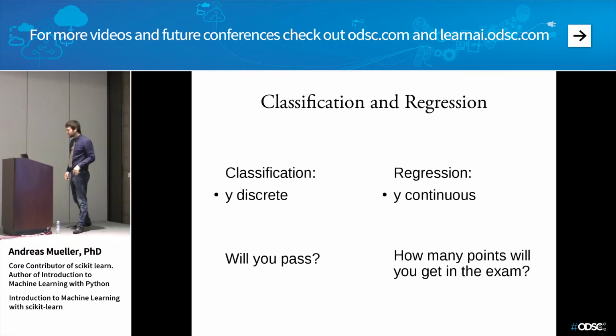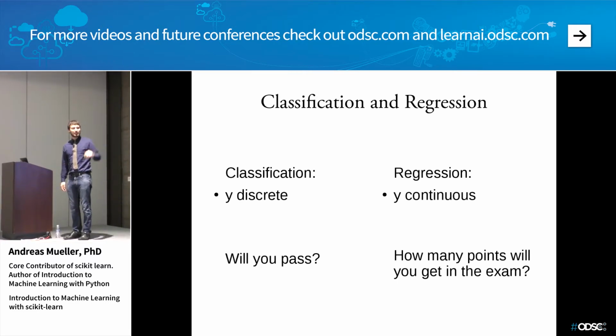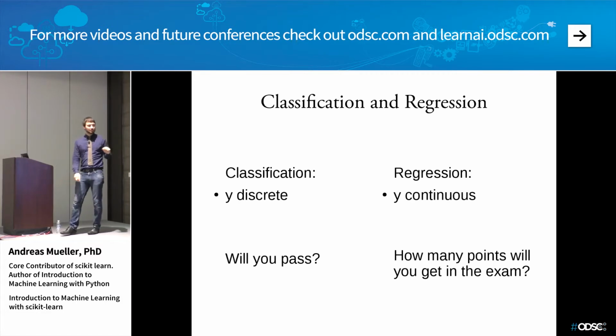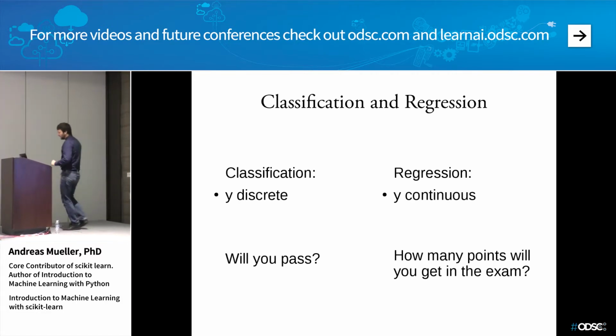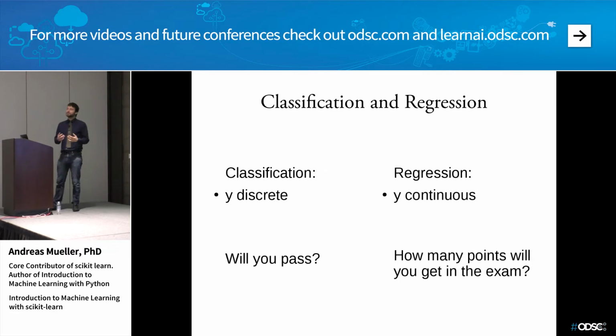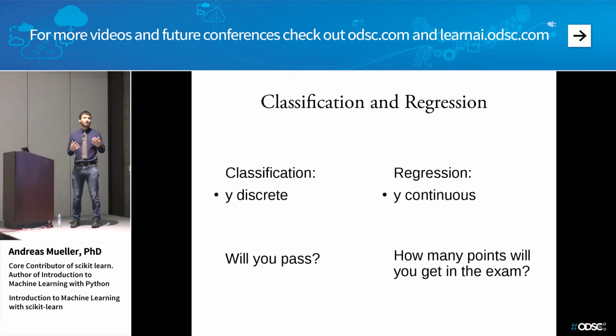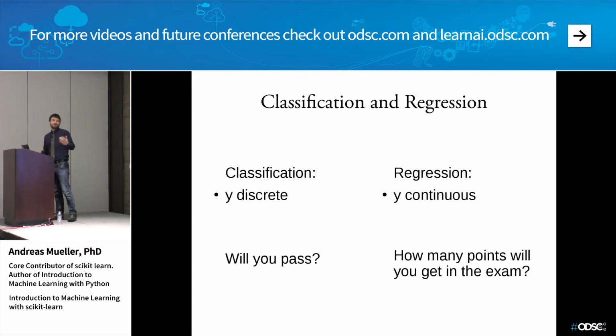The other one is, so this is for my students. The example for classification was, will they pass the exam? And the example for regression was, how many points will you get? So in regression, you're trying to predict a continuous outcome, for example, the value of a stock, or how much will a person buy, or how many people will move to a new apartment you're going to build.